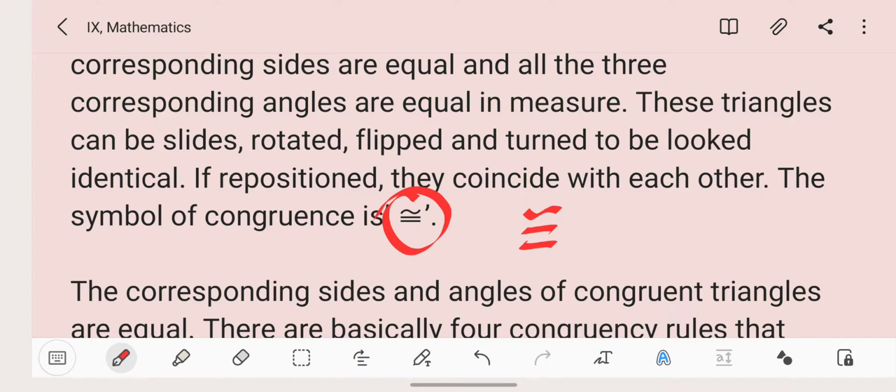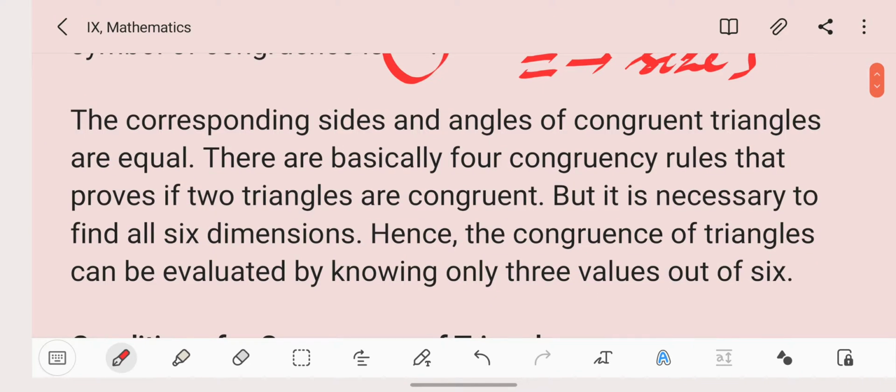So from here what we conclude is that two things are taken into consideration. Number first is the size. Number second is the shape. If the shape and the size of one figure is equal to the shape and size of the other figure, then we can call them congruent figures. The corresponding sides and the angles of congruent triangles are equal.